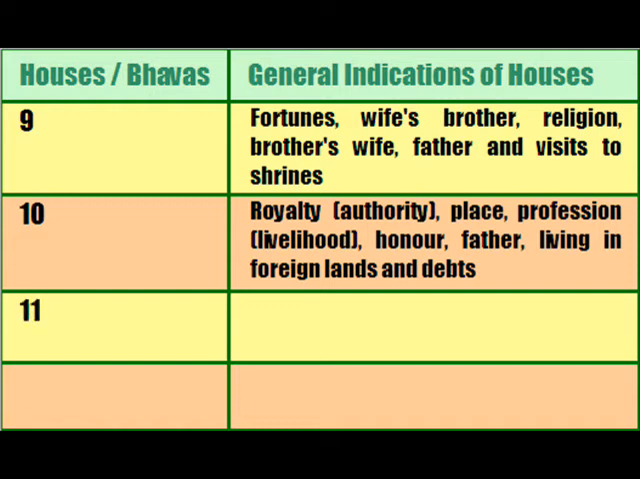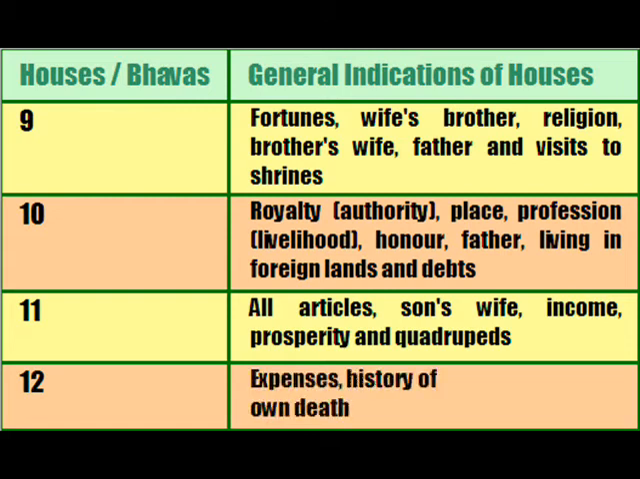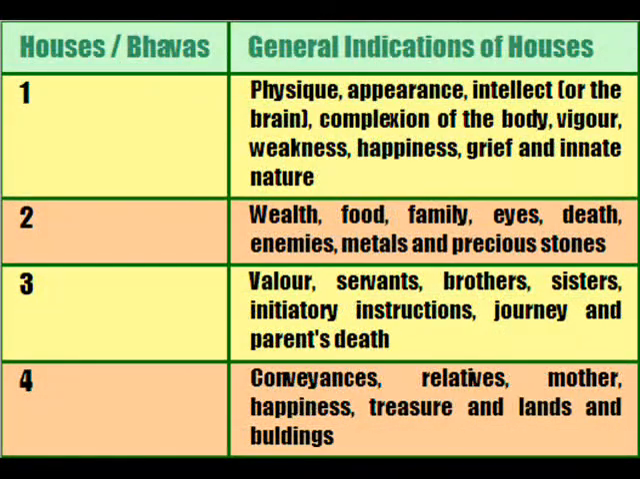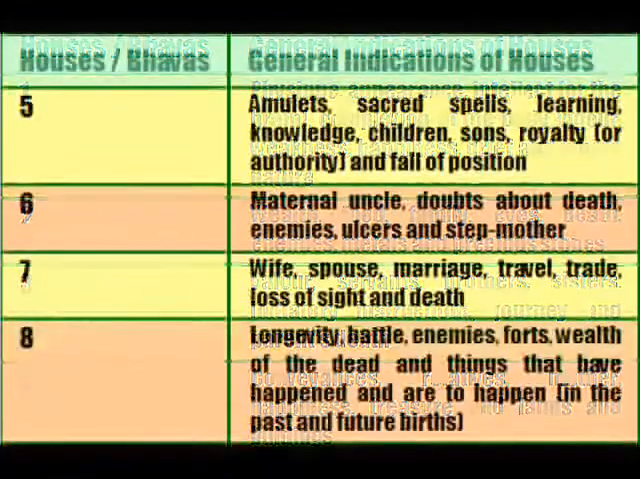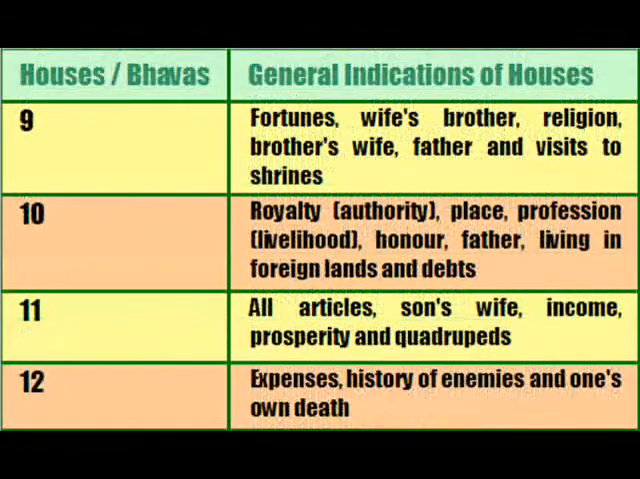Your articles, income, and prosperity can be guessed from the 11th house known as the Labha Bhava. And the last house, known as the Vyaya Bhava, will show your expenses and history of enemies and also one's own death. Just to let you know before I end this video that of course there are many other indications apart from these general ones, and we shall look at them later on.